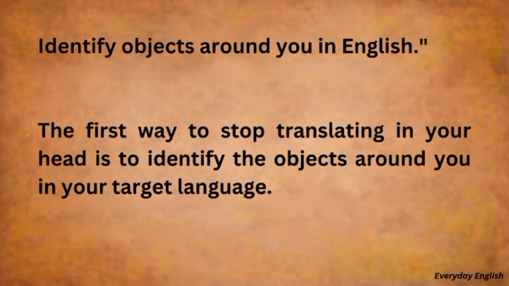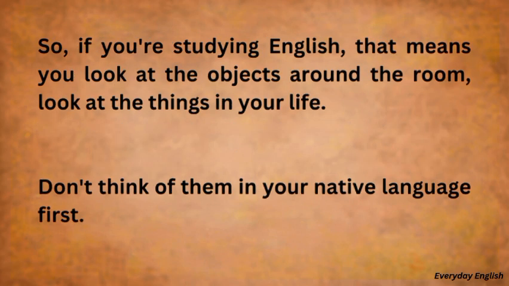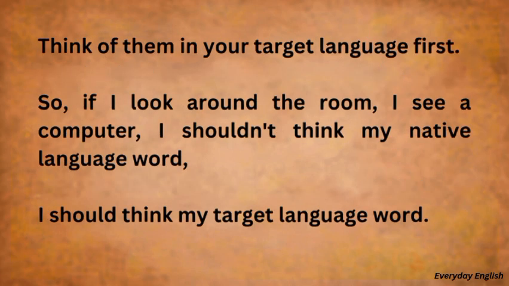The first way to stop translating in your head is to identify the objects around you in your target language. So, if you're studying English, that means you look at the objects around the room. Look at the things in your life. Don't think of them in your native language first. Think of them in your target language first. So, if I look around the room, I see a computer. I shouldn't think my native language word. I should think my target language word.